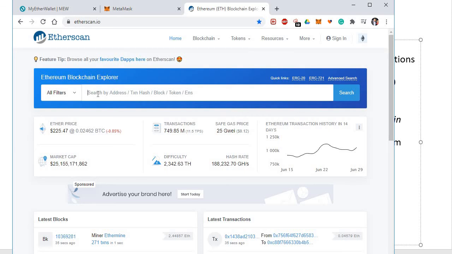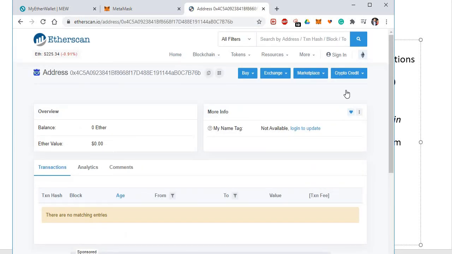So just copy and paste the address in there. Do a quick search. And this is just a blank one. But obviously, if you had some Scotcoin in there, it would have Scot. If you had Ethereum in there, you would see the amount of Ethereum.